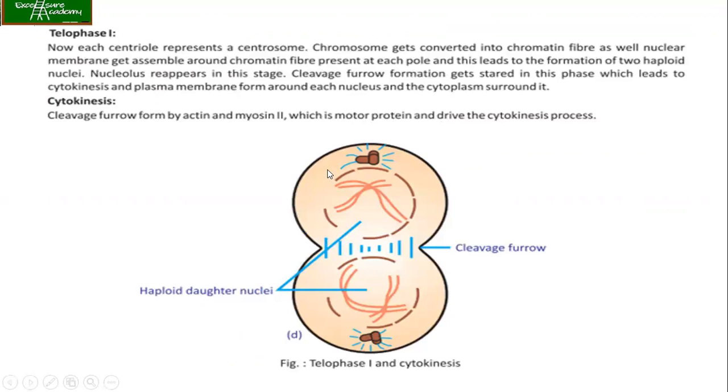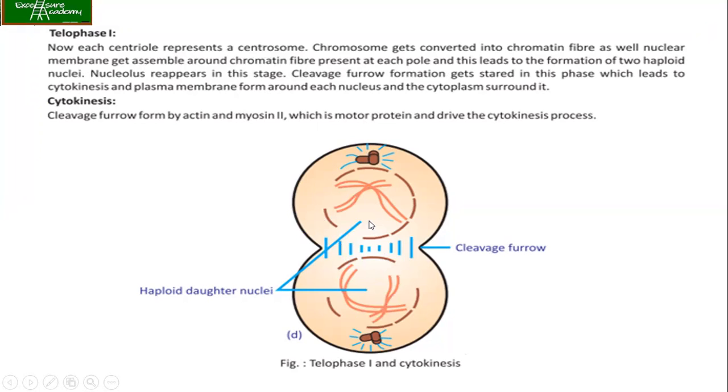Now again, similar to mitosis, telophase 1 is there. So now each centriole represents a centrosome and it will move towards the opposite direction. You can see two are there, okay? Now the chromosome gets converted into chromatin fibers, as well as the nuclear membrane gets assembled around the chromatin, and finally the entire chromosomes will be forming into chromatin now, okay? Nucleolus reappears in this stage.